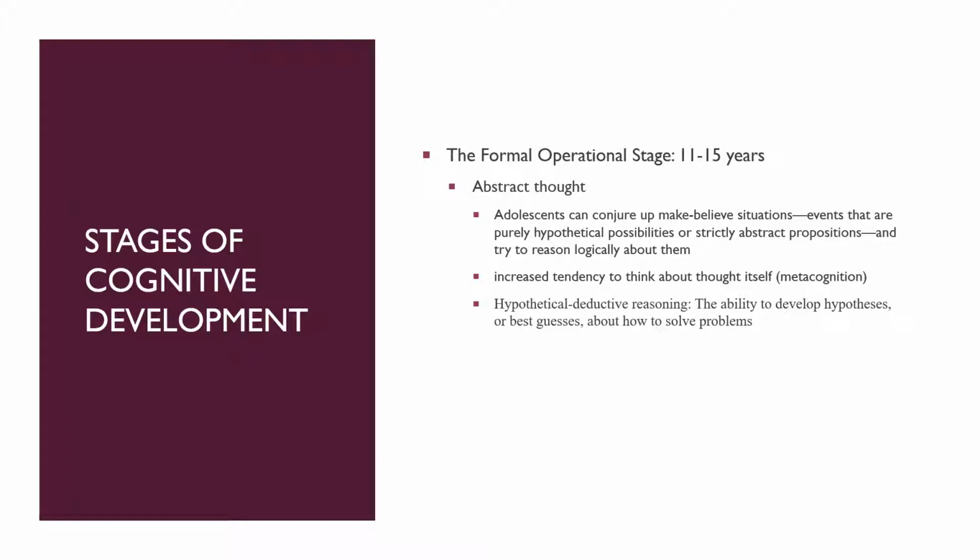There is also this increased tendency for adolescents to be able to think about their thinking, which is called metacognition, and also part of this formal operational stage is the ability to use what we call hypothetical deductive reasoning, which is basically following a prescribed series of steps. So think the scientific method is a good example of this, to develop some kind of hypothesis and then to test it out and arrive at some kind of conclusion.